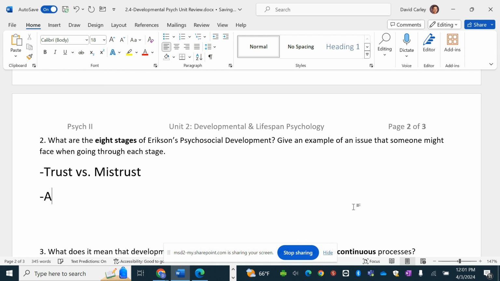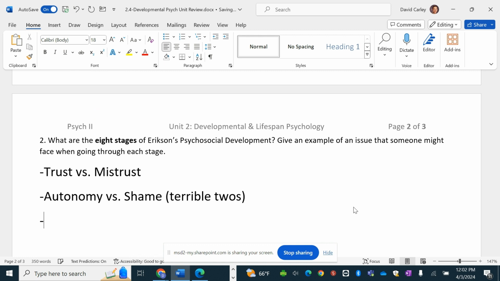Then you get to autonomy versus shame. This is where you go into your terrible twos and you start wanting to do things your own way and not really understanding that other people have other perspectives. People get upset with you, things like that. Eventually, as you get beyond that, it's more about taking specific initiatives to do things, and also situations.